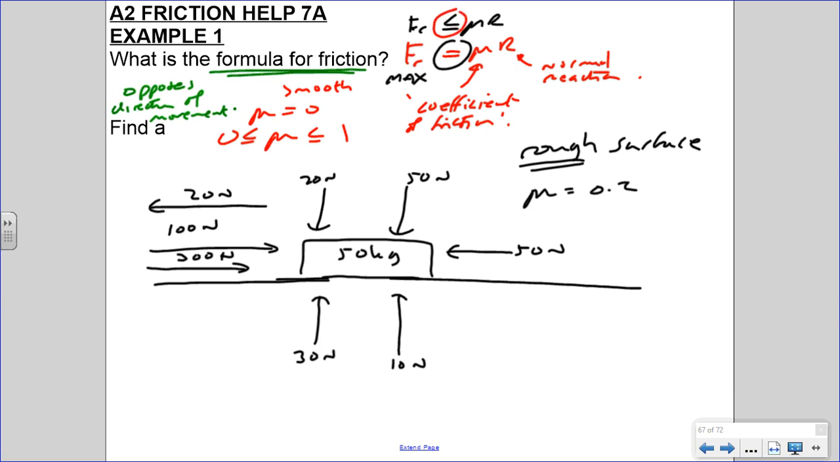Now let's get to some examples. That's what we're here for, right? This is very similar to one of the examples you've got in your booklet. It's asking us to find A.